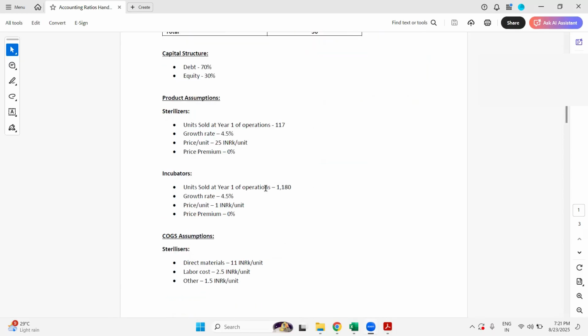Then we have, guys, product assumption. So basically, I have two kinds of products which the company wants to manufacture. Number one is your sterilizers, and number two is your incubators, right? Now it says that in the first year of my operations, if I am at a full 1 year of operations, then I will sell 117 units. Now, let's suppose, guys, I am not at a full 1 year of operation. For example, in this particular case study, I am saying that my operations will start from 1st January 2028.